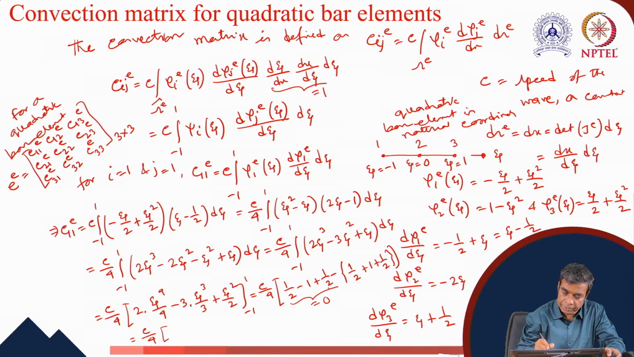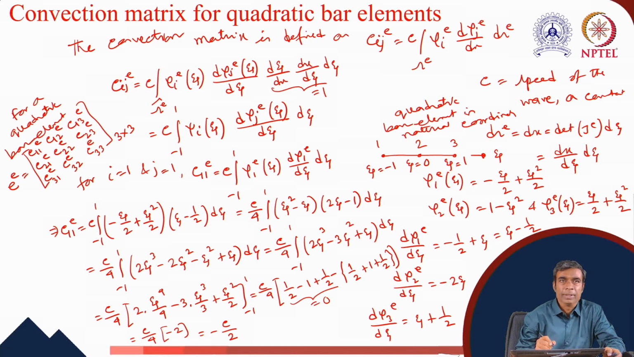So here we get half and half, 1 plus 1, 2. So we get here minus 2, so we get here minus C by 2. So C11e comes as minus C by 2.